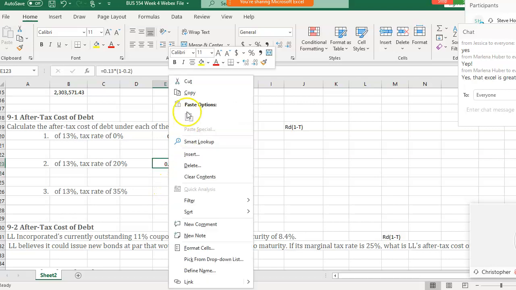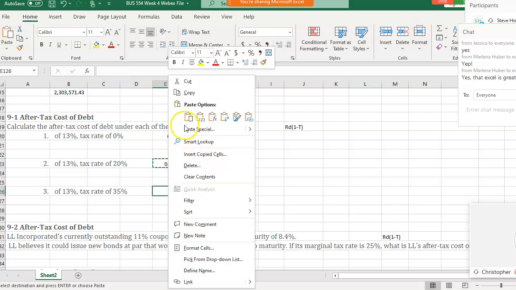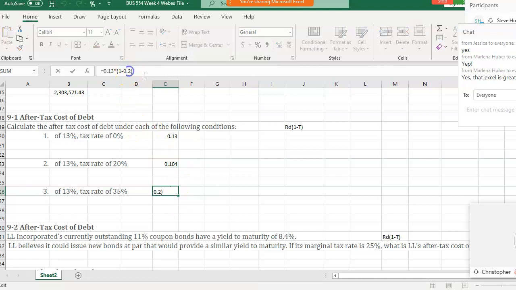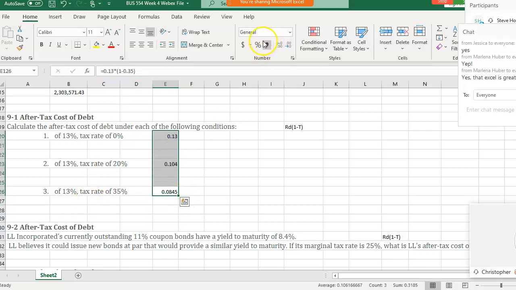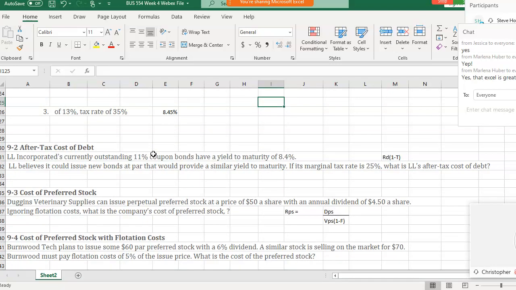And the third one is the tax rate is 35%. So now I go 1 minus, instead of 0.2, I go 1 minus 0.35. I get 8.45%. So I'll just format those so you can see the decimals better. That makes more sense probably. So pretty simple. It's just understanding those two numbers.